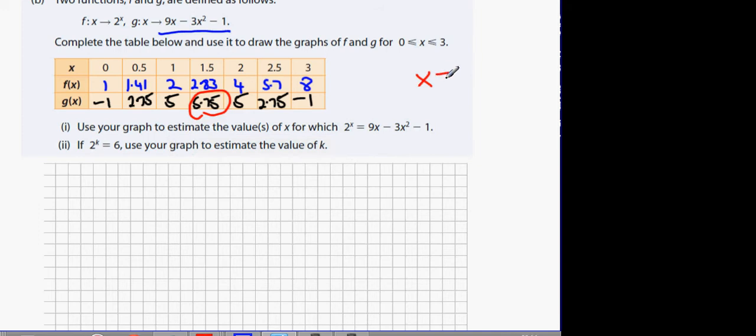X min is 0, x max 3. What's y max? The biggest y value? 8. What's y min? The smallest value of y? Minus 1. That's not too bad. That's a gap of 9, okay?